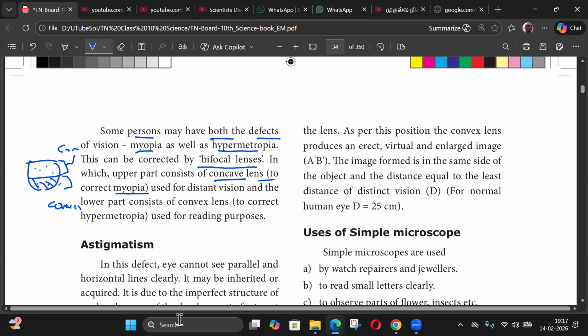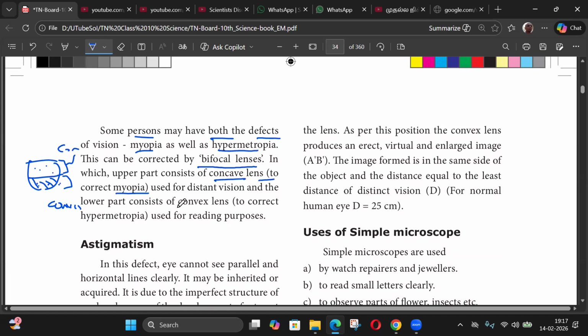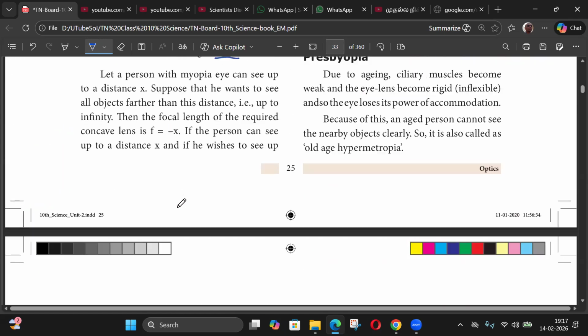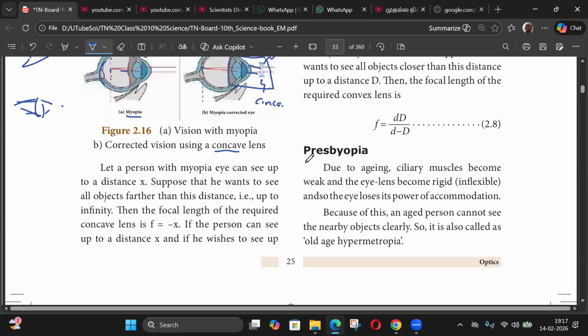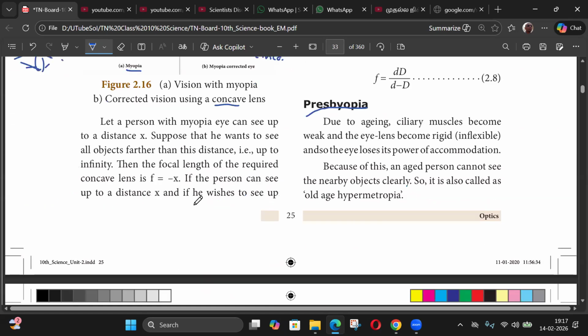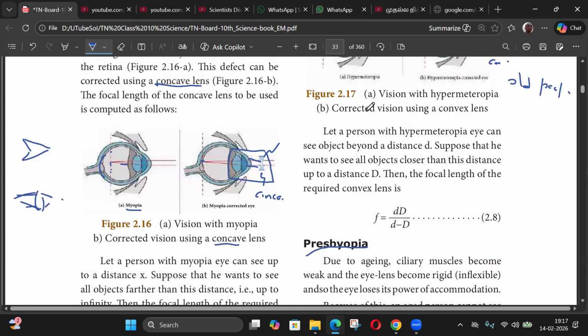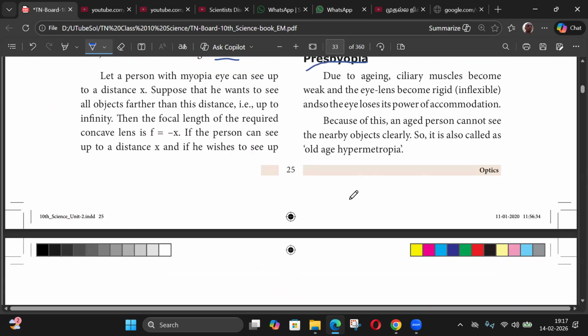But some people will have both of these defects from a young age itself. Even students with this defect, when they get old, will get the other problem also, so they have to use bifocal.